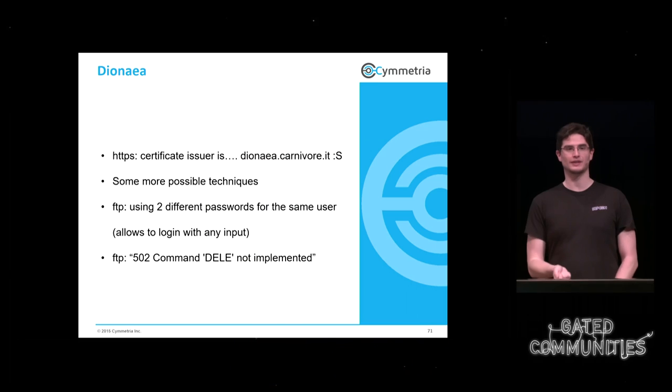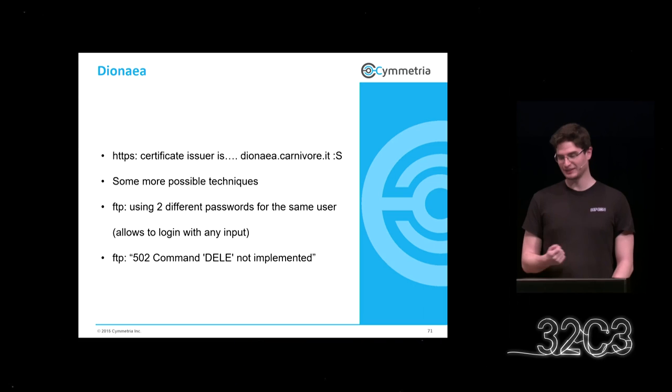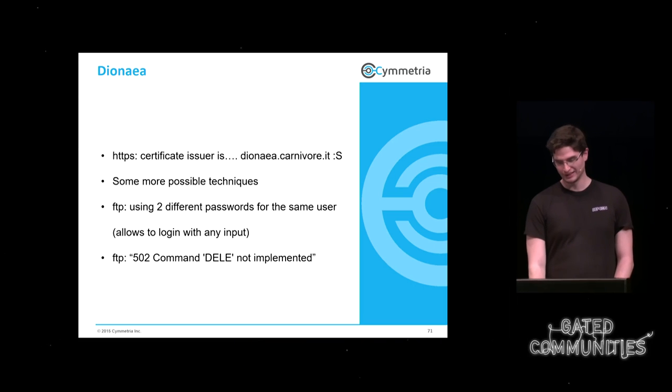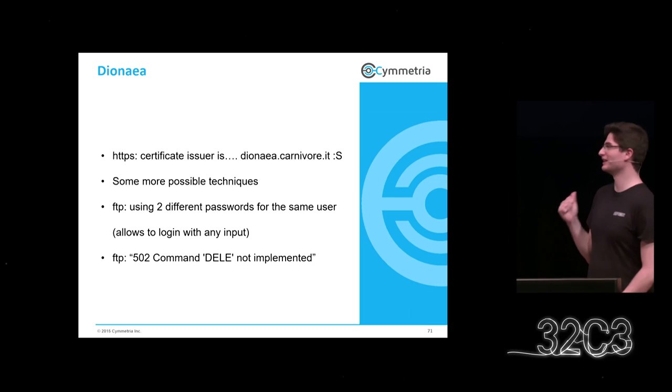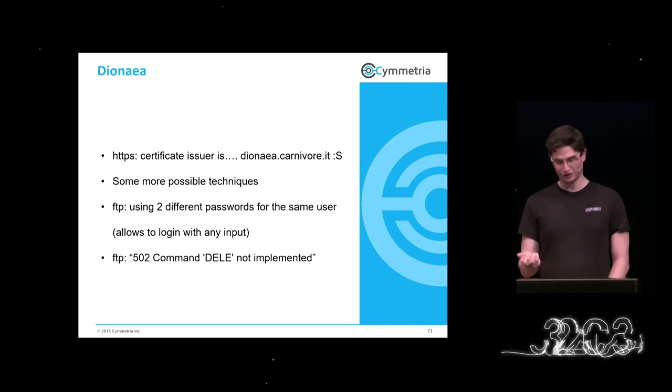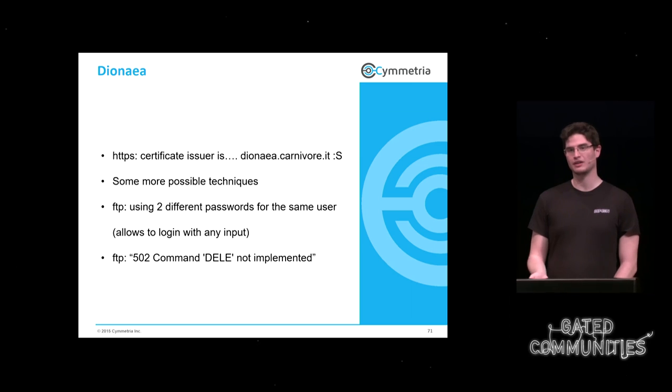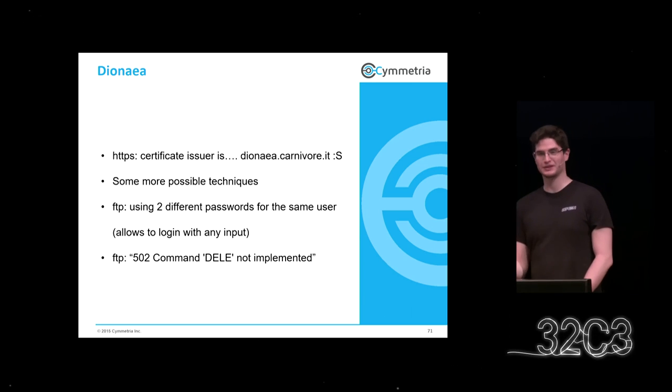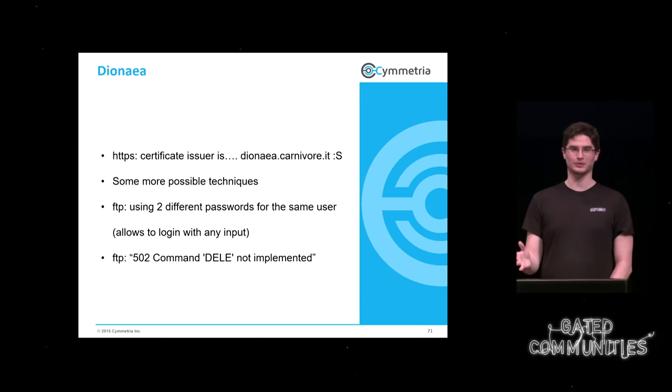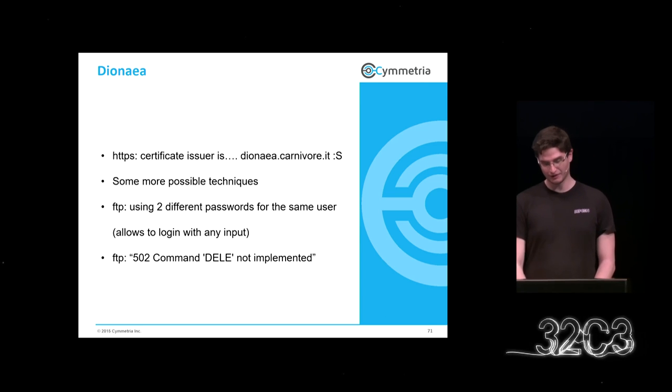Somebody who's aware he might be interacting with a honeypot will always have ways of detecting low interaction honeypots. So for example, in Dionaea, something new that we discovered is that when you run the HTTPS service, it's signed by a certificate, and that certificate's issuer is Dionaea's URL, which is not very deceiving. Secondly, if you use the FTP service, it allows you to log in using any username and password combination. I have yet to see an authentication mechanism that allows two different passwords for the same user. So that's another way of detecting it. And another way is that FTP doesn't implement the DELE command, just like HoneyD. So there are a lot of ways of detecting Dionaea.